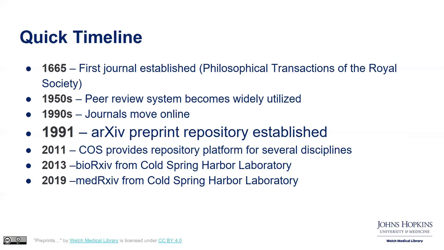It's really interesting to see that, as a scholarly communication informationist and librarian, I'm often involved in a lot of open access work, and a lot of the big open access initiatives, the Budapest Open Access Initiative, for example, did not come until much later. Preprint repositories preceded that. In 2011, the Center for Open Science provides repository platforms for several disciplines. In 2013, bioRxiv was released from Cold Spring Harbor Laboratory. And then in 2019, medRxiv from Cold Spring Harbor Laboratory.